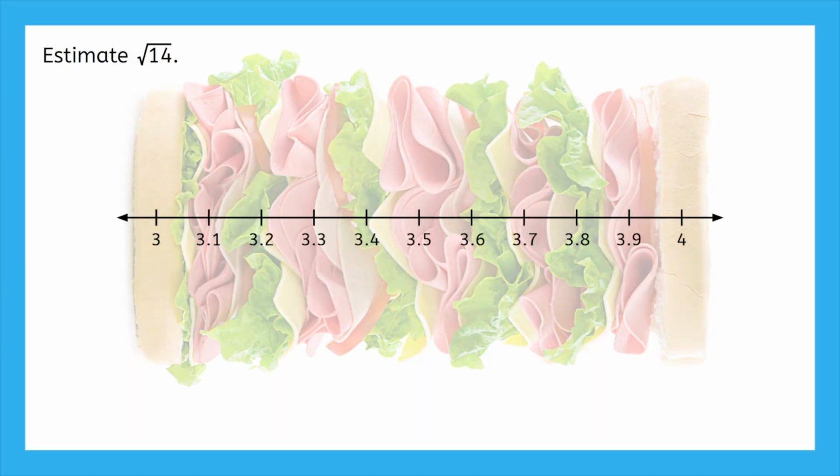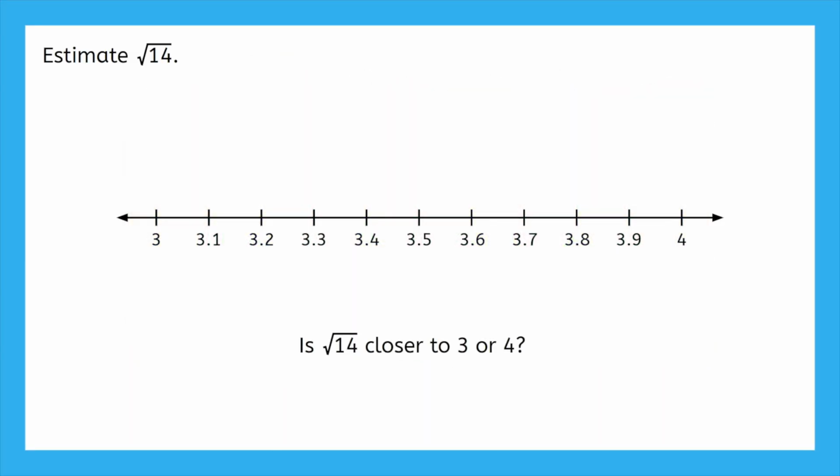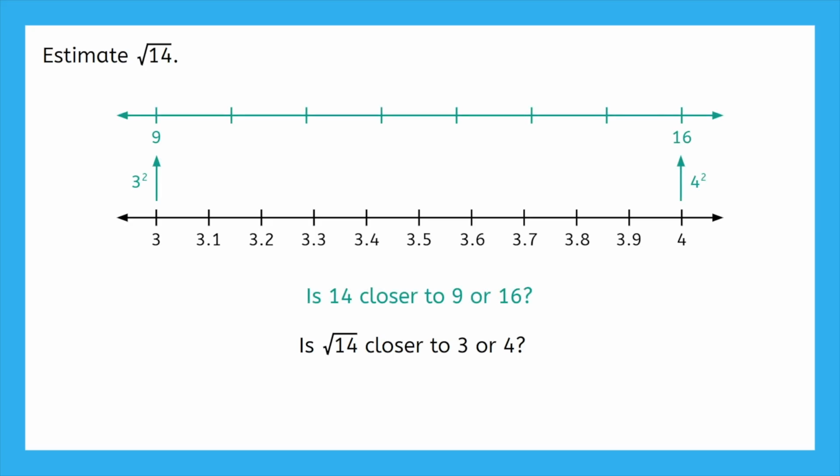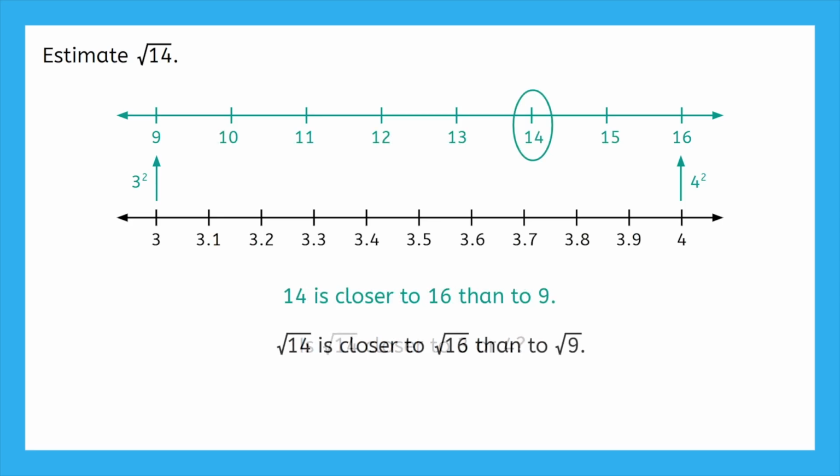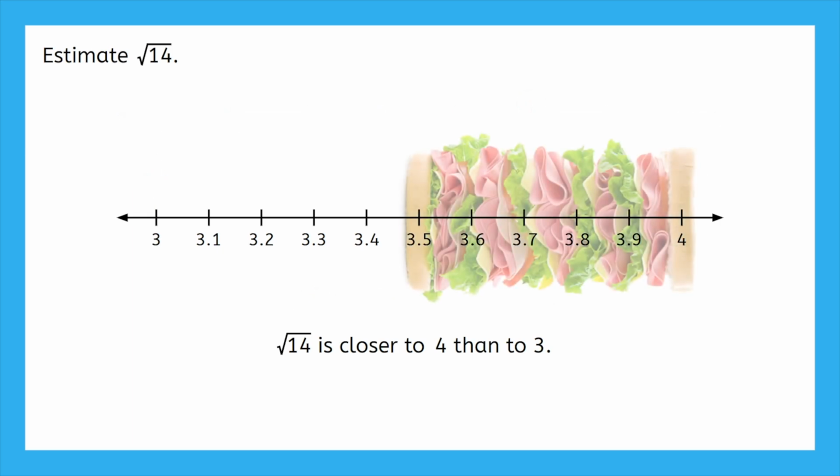Do you think the square root of 14 is closer to 3 or 4? Well, is 14 closer to 9 or 16? 14 is closer to 16 than 9, so the square root of 14 is closer to the square root of 16, which is 4. What does that tell us about where the square root of 14 is on the number line? Yeah, our estimate should be on the right half of the number line, closer to 4. So some good estimates are 3.6, 3.7, 3.8, and 3.9.